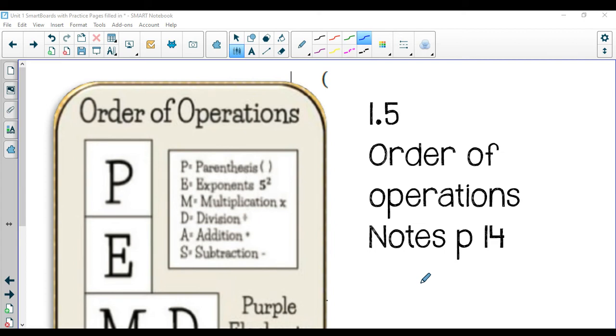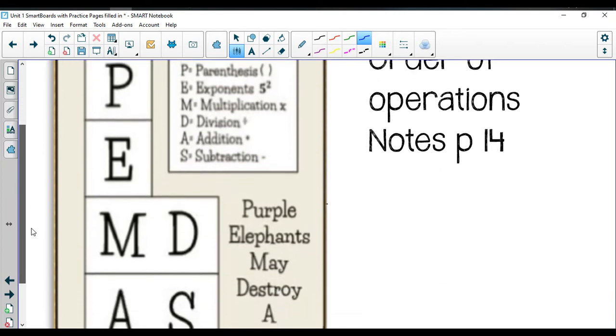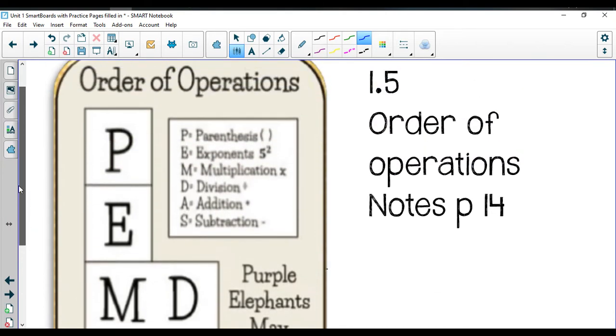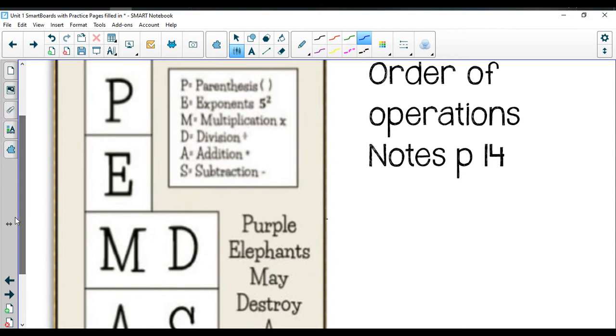Today's lesson is 1.5. This is called Order of Operations. In our notes packet, we are on page number 14. You've probably heard of Order of Operations before. We often see the saying PEMDAS, which is listed out on the bottom left-hand side of your notes packet for today. We're going to start off our lesson just refreshing and reviewing over this one.